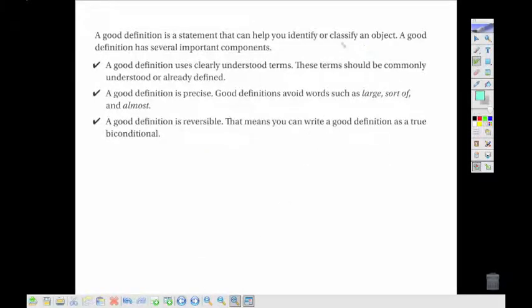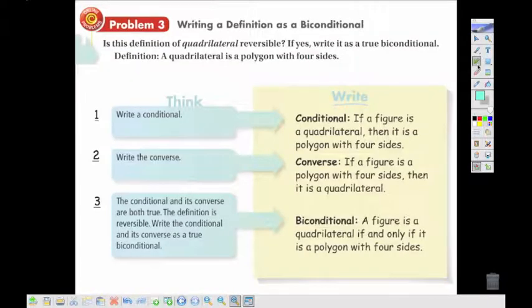So a good definition is something that will help us classify an object or identify it. And it has several important things to look at. For one thing, we use clearly understood terms. It has to be precise. Therefore, we avoid words like large and sort of and almost, which are subjective terms. And it's also reversible. That means that we can write it as a biconditional. We can write it either way.